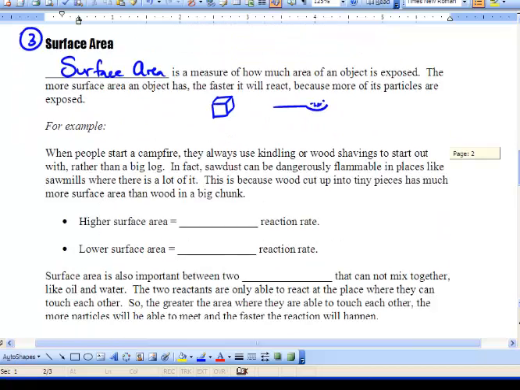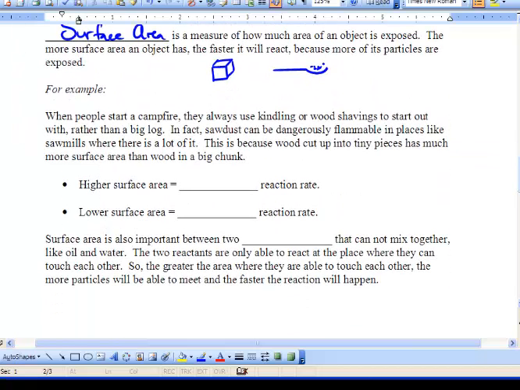Now, another example for this is when people start a campfire. We don't just throw a big log on and hope that it lights, we usually use kindling or wood shavings to start out rather than a big log. In fact, sawdust can be really dangerous in places like sawmills. This is because the wood cut up into tiny pieces has much more surface area than wood in a big chunk. So a higher surface area means a faster reaction rate, and a lower surface area means a slower reaction rate.